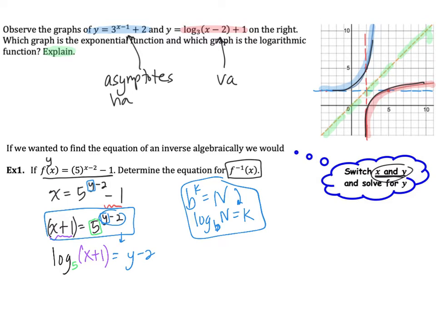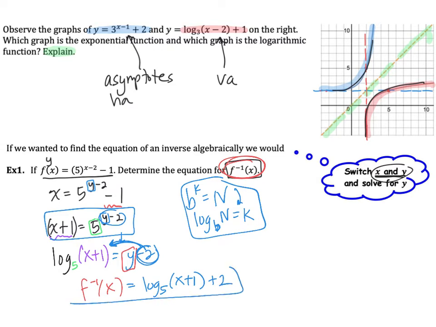But my last step is to solve for y. So I'm going to move the 2 to the other side. Actually, I'm going to do two things in my last step. One is to change my y into f to the negative 1 of x because I need to use that proper notation. And then my last step is to move this minus 2 to the other side. So I get log base 5 of x plus 1, and I move my minus 2 to the other side by adding 2. So this is the inverse of the original function. The original function is exponential, and its inverse is a logarithmic function.